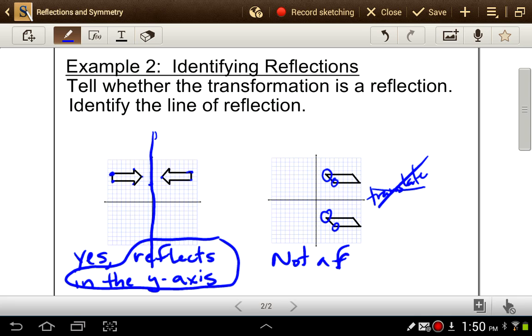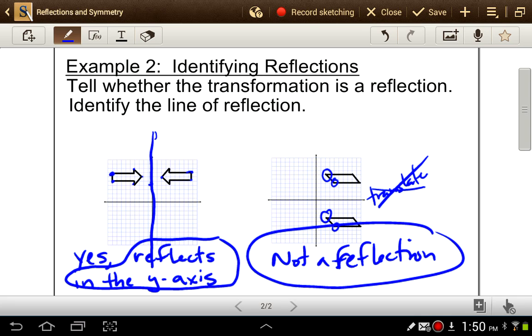Oops, reflection. Okay, not a reflection. All right, and so what we have there is not a reflection, and you do not have to tell me where it reflects because there is no line of reflection because it's not a reflection. Okay, and that's how you identify reflections. If you need to pause, go ahead. Otherwise, I'm moving on to our third and final example.